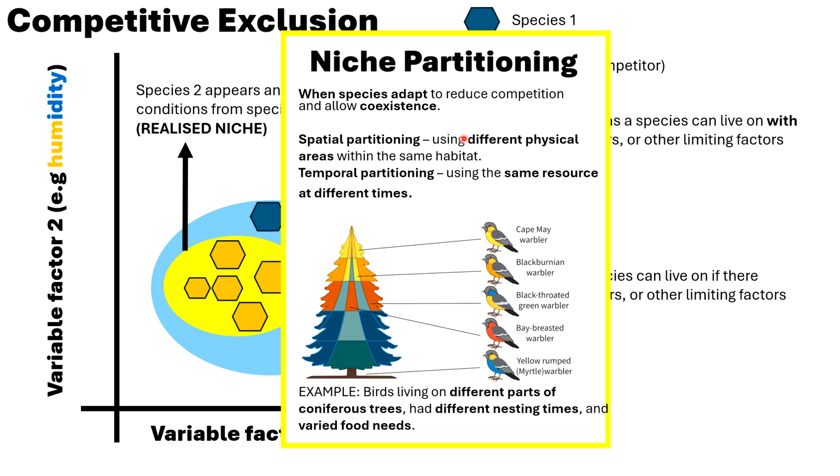The first type is spatial partitioning, where they use different physical areas within the same habitat. Looking at the birds here, we'll see that some birds are higher up the tree than others. And lastly, we have temporal partitioning, which is when they use the same resource at different times. Again, with this example, the birds have different nesting times and varied food needs. So that would be the end of the video.